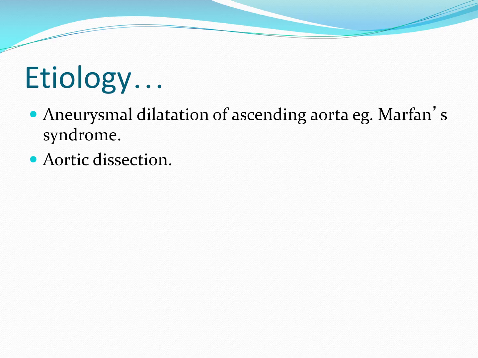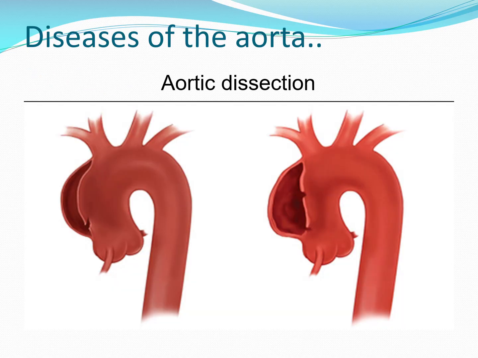And then there's a rare condition called aortic dissection, where there's a tear in the wall of the aorta, and blood enters between the layers of the aorta. This will lead to dislodgement of the intima of the aortic wall, and with it the valve leaflets. So this is an example of aortic dissection.